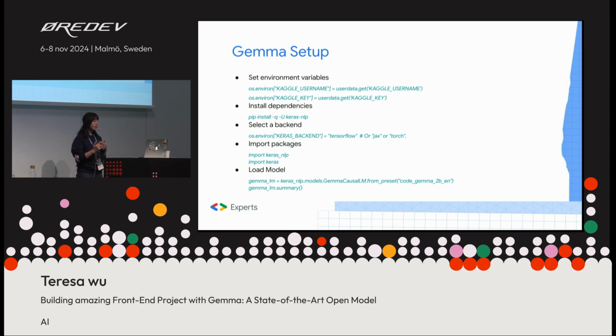Few steps here. Set up the environment, as we know, right? Let's think about Gemma's API from someone's backend service. We get the environment variables, we install the dependencies and select the backend, and we then load the model, right? Again, very straightforward, and you can see this code example from Kaggle and from the Google website.